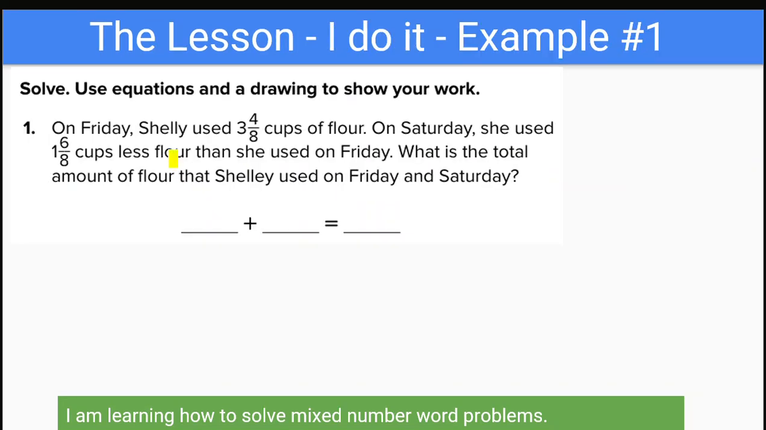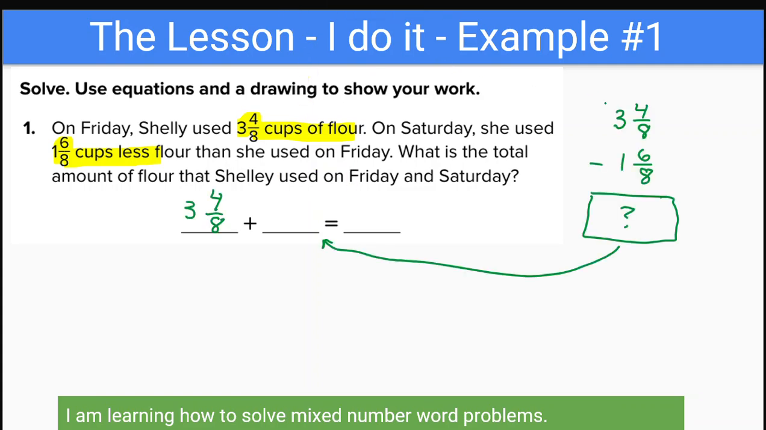Okay, well, this one right here says use equations and drawings to show your work. On Friday, Shelly uses 3 4/8 cups of flour. Okay, on Saturday, she used 1 6/8 cups less flour than she used on Friday. What is the total amount of flour that she used? Okay, well, let's set this problem up.